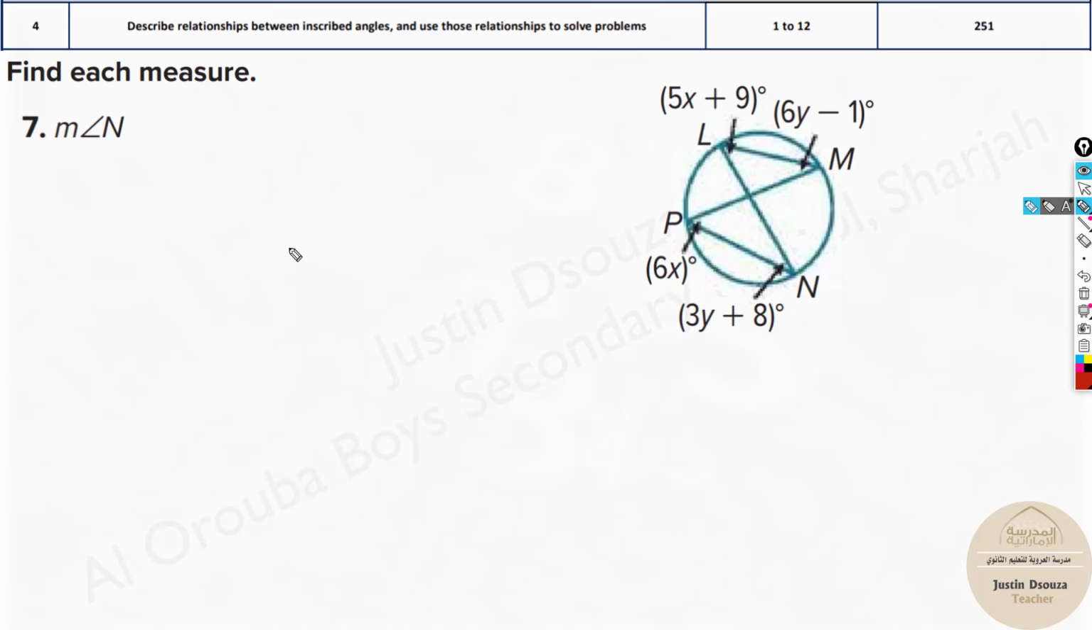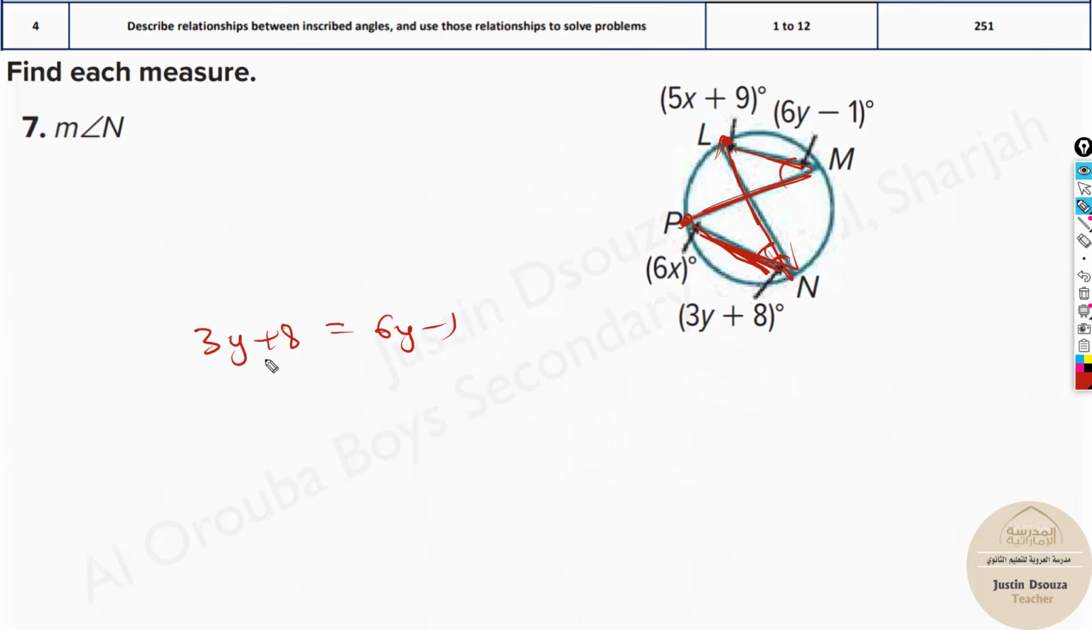And now we need to find the measure of angle N. This is a little different type of question. Here this is needed to be solved, and we know a few of the angles, but look at these sides. See, this is inscribed and this is inscribed. Where does it touch? P and L. And even over here we know it's having the same point. So that means angle M and N are equal. Now we know M is how much? 3y plus 8. That is equal to 6y minus 1.